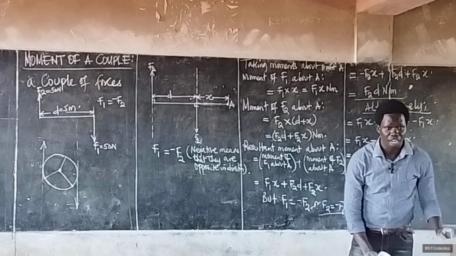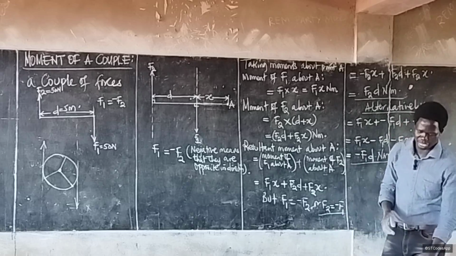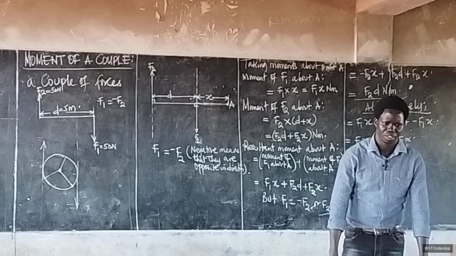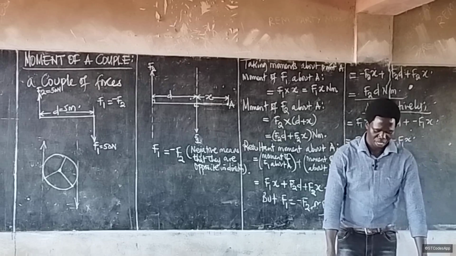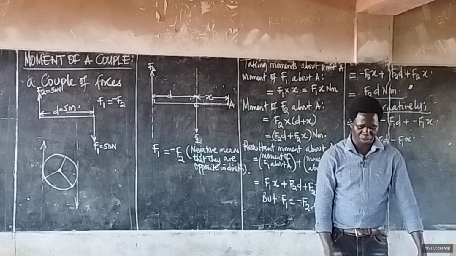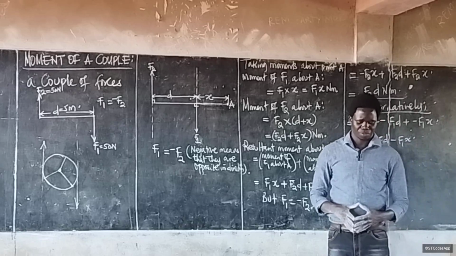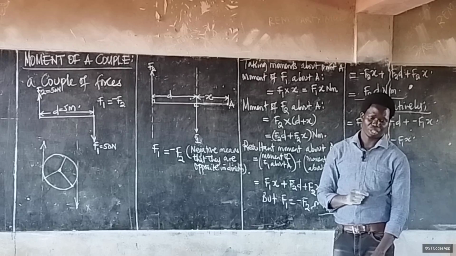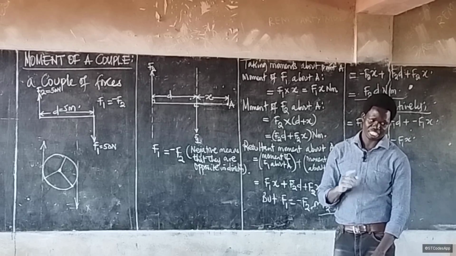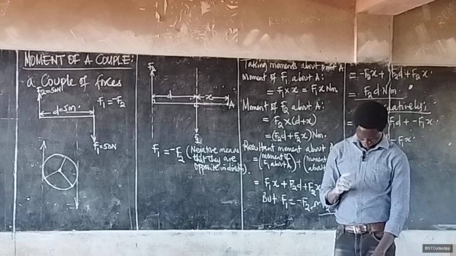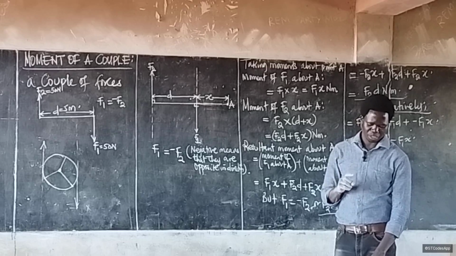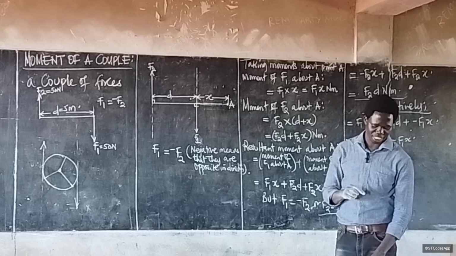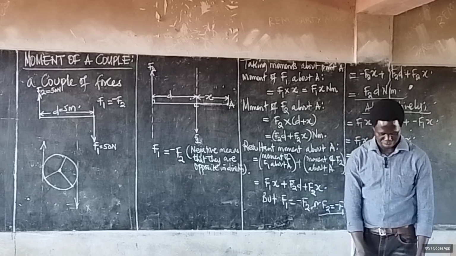Write and say, have we done it? Have we written up to here? Yes. You can write and say, therefore, the moment of couples about any axis is the product of one of the forces and the perpendicular distance between them.